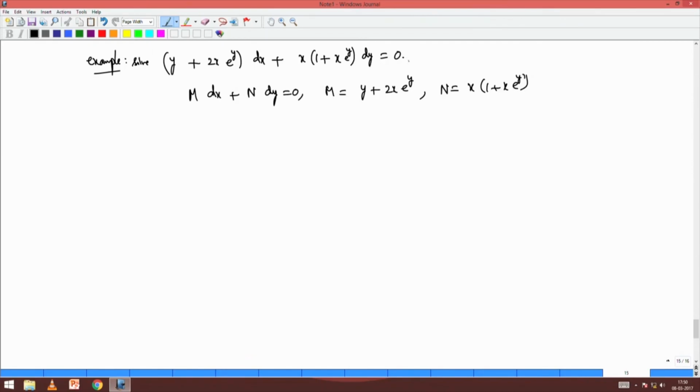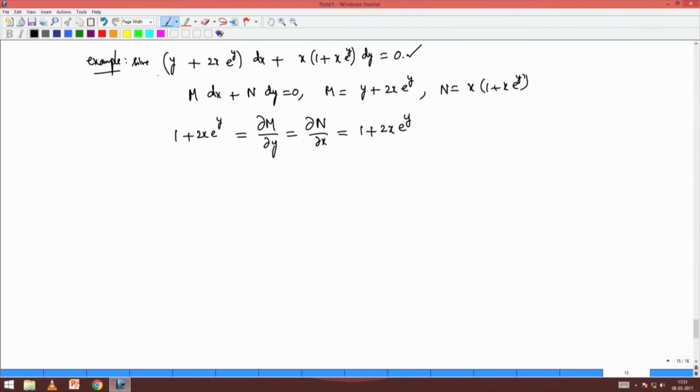If this is an exact equation, I know that the necessary condition will give me ∂M/∂y equal to ∂N/∂x. What is ∂M/∂y? It's simply 1 + 2x e^y. What is ∂N/∂x? 1 + 2x e^y. Both are the same. Necessary condition. If this is satisfied, that is clearly satisfied for these functions M and N, I know that the equation is also exact. Converse is also true, right?